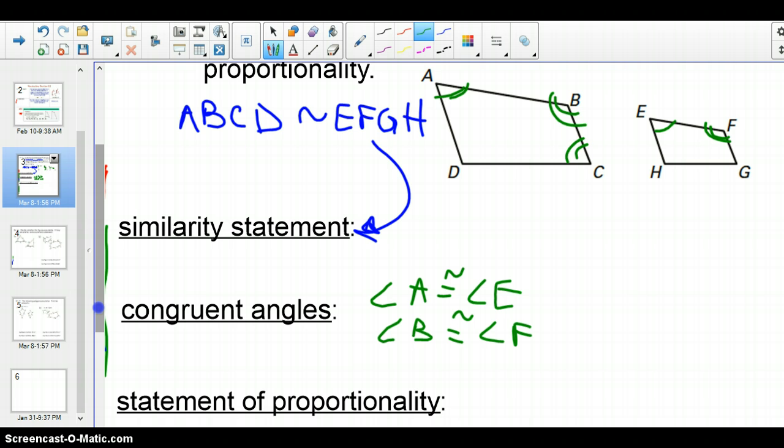And then if we keep going, angle C is corresponding with angle G. So that means that they're congruent. And then angle D is corresponding with angle H. So that means they are congruent.